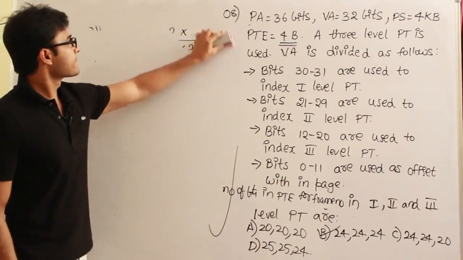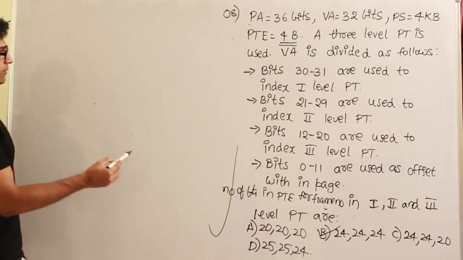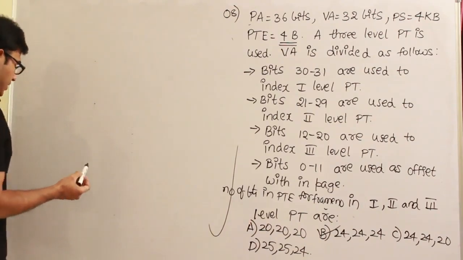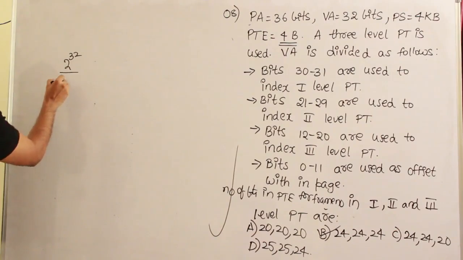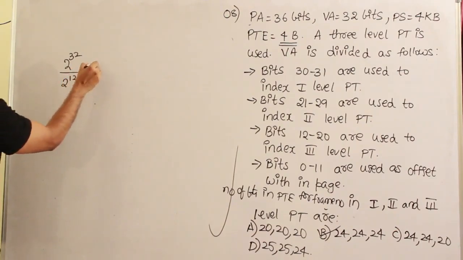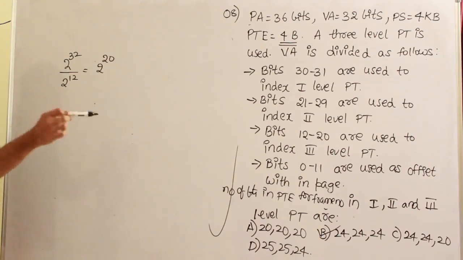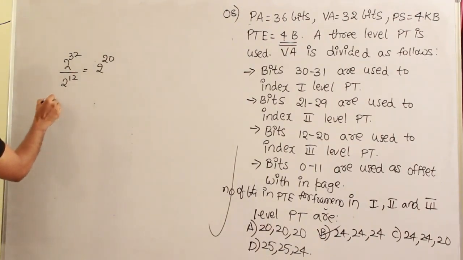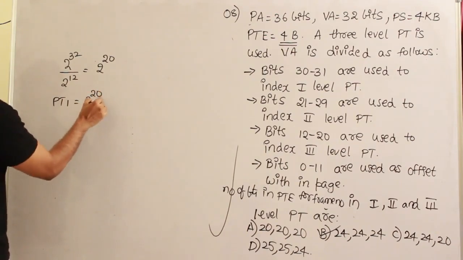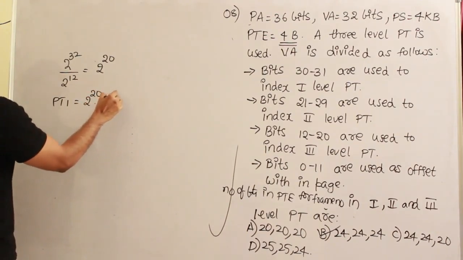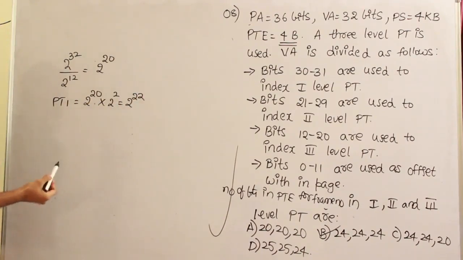Now, they are saying that the virtual address space is 2 power 32, and the page size is 2 power 12. Then how many pages do I get? I get 2 power 20 pages in the process. Now the page table 1 size will be equal to 2 power 20 entries, and the size of each entry they are giving as 4. Therefore, 2 power 22 is the page table 1 size.